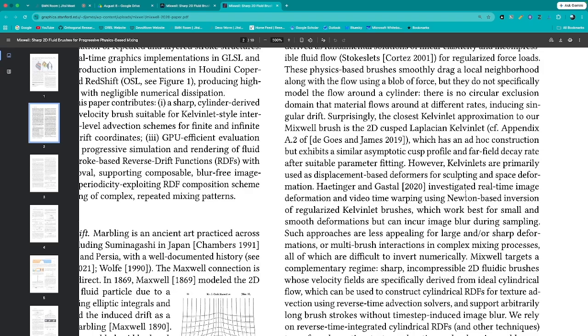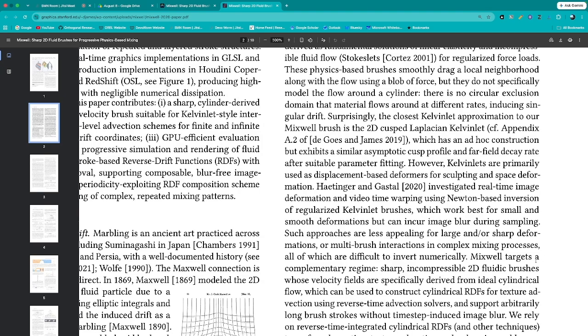And then, of course, there are other people like Hedinger and Gastal who investigated real-time image deformation and video time warping using Newton-based inversion of regularized Kelvinlet brushes, which work best for small and smooth deformations but can incur image blur during sampling. Such approaches are less appealing for large and more sharp deformations or multi-brush interactions and complex mixing processes, all of which are difficult to invert numerically.